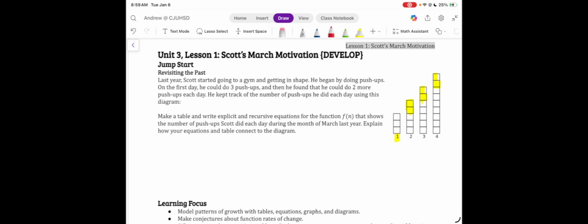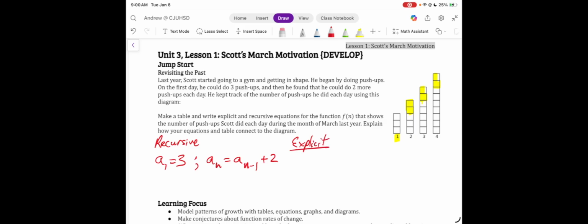So in a recursive equation, you're going to start with, okay, where is the beginning? The beginning, the a sub 1 was at 3, because there were 3 push-ups. And then to get any push-up, that would be a sub n, you take the previous number of push-ups, that's a sub n minus 1, and you're going to add 2. That's the recursive equation.